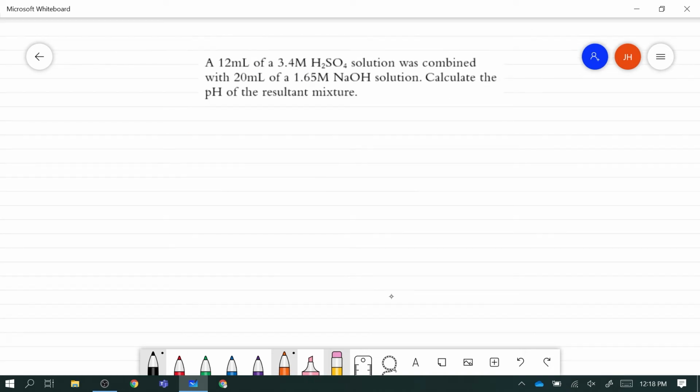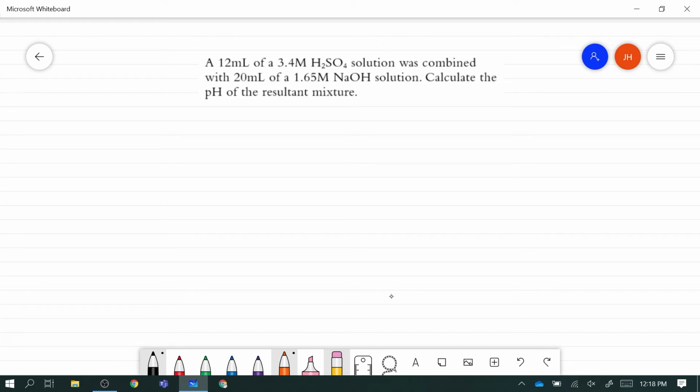Now, for the last question in this video, we have a slightly different problem to solve. We have a neutralization reaction. We have 12 mL of 3.4 molar sulfuric acid solution being combined with 20 mL of 1.65 molar sodium hydroxide solution. We need to be calculating the pH of the resultant mixture.